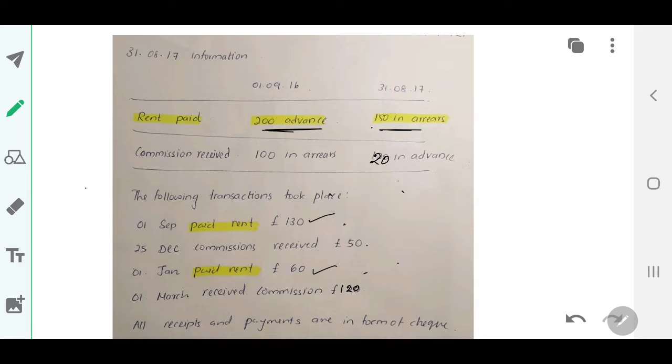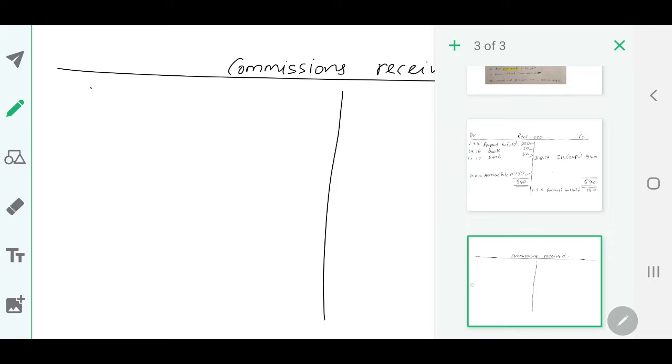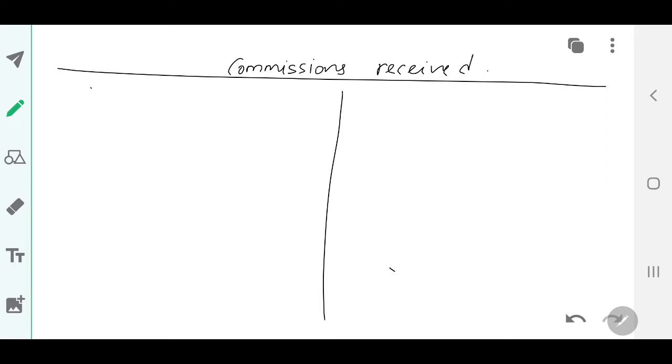Now let's prepare the income account, which is commission received. 100 in arrears at the beginning of the year. So go to your commissions received account. So you have the debit side and the credit side. Arrears of an income means it's an asset for you. Therefore you enter it on the debit side as accrued arrears, or accrued means it's the same as balance brought down, worth 100.